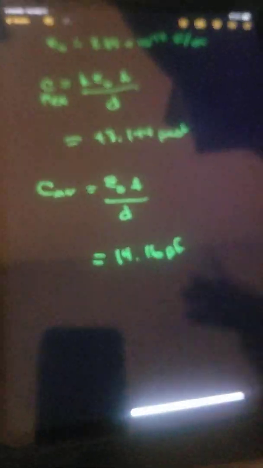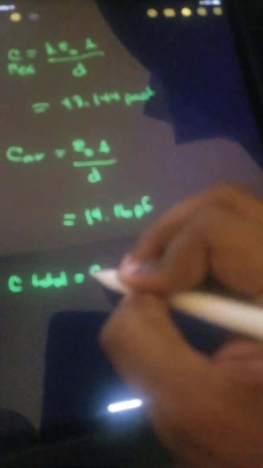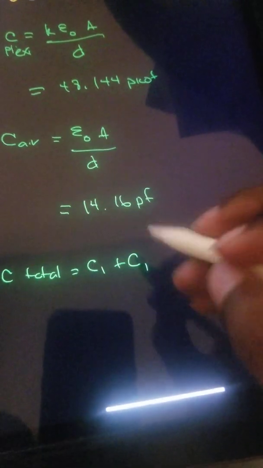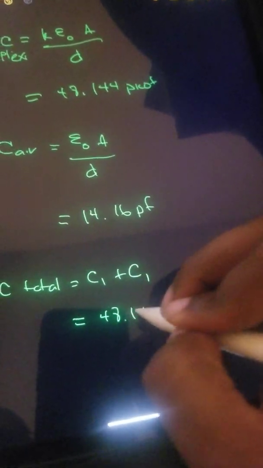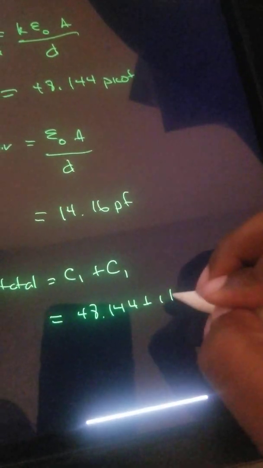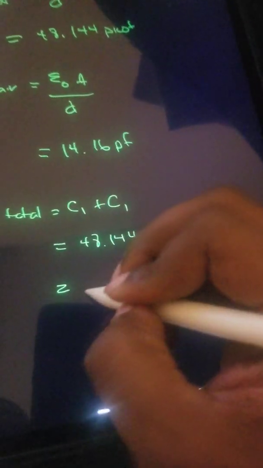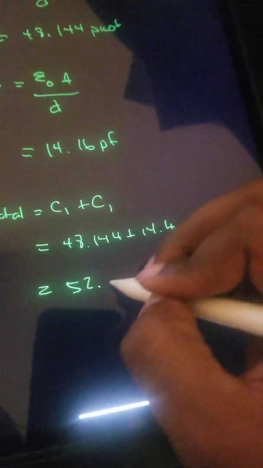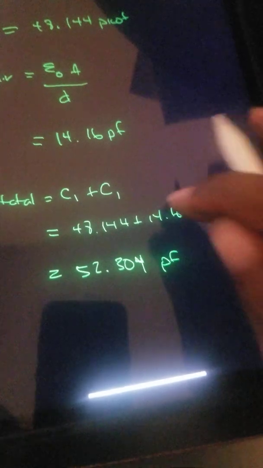And then the capacitance for this combination, so C total, is equal to C1 plus C2, and that's the C plexi and C air, is going to be equal to 48.144 plus 14.16, and the answer that you get is 52.304 picofarads.